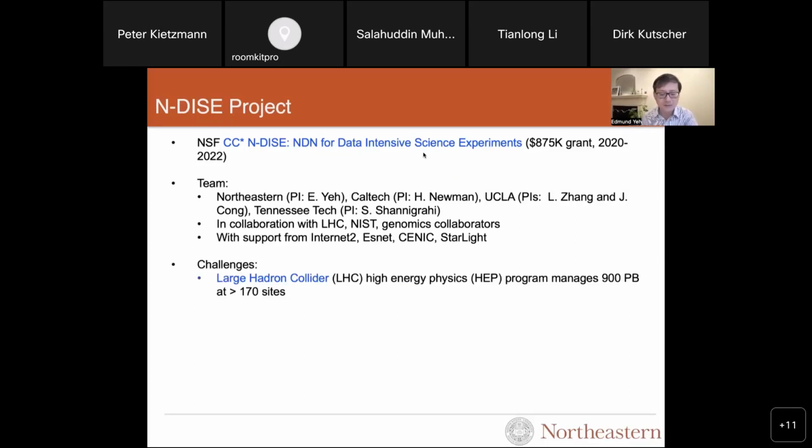Actually, a lot of the data-intensive science fields share these challenges. For instance, the Large Hadron Collider high energy physics program manages 900 petabytes at more than 170 sites. And the network traffic in LHC exceeded 1.6 exabytes in 2019 and will still grow 10 times due to the high luminosity LHC experiment starting in 2027. So they will be having a big data challenge coming up.